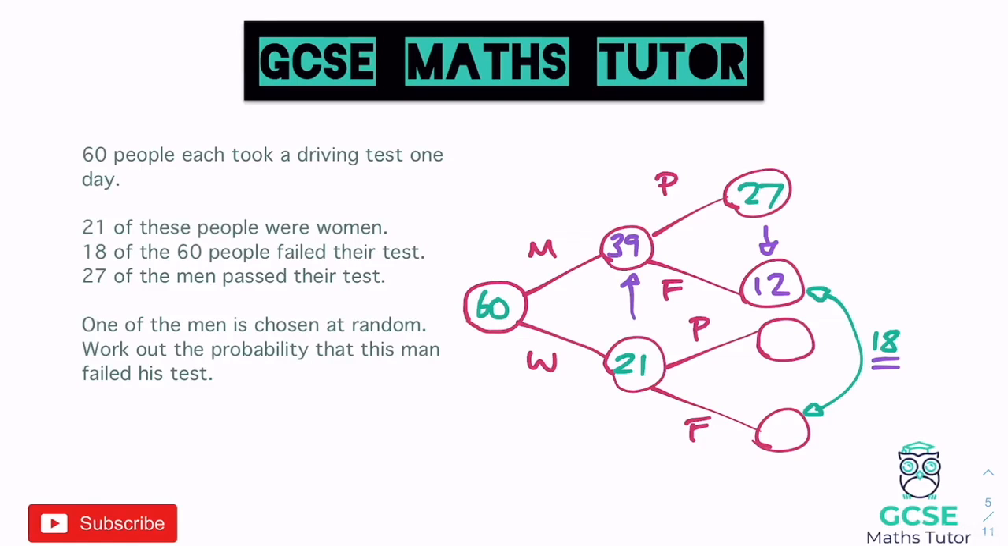Now we can deal with this bit of information. Look, these two have to add up to 18. We've got one of them there is 12, so this has to be 6. And then these two here have to add up to 21. So we've got 6 in that one at the moment. So that's an extra 15 there to make sure that adds up to 21.